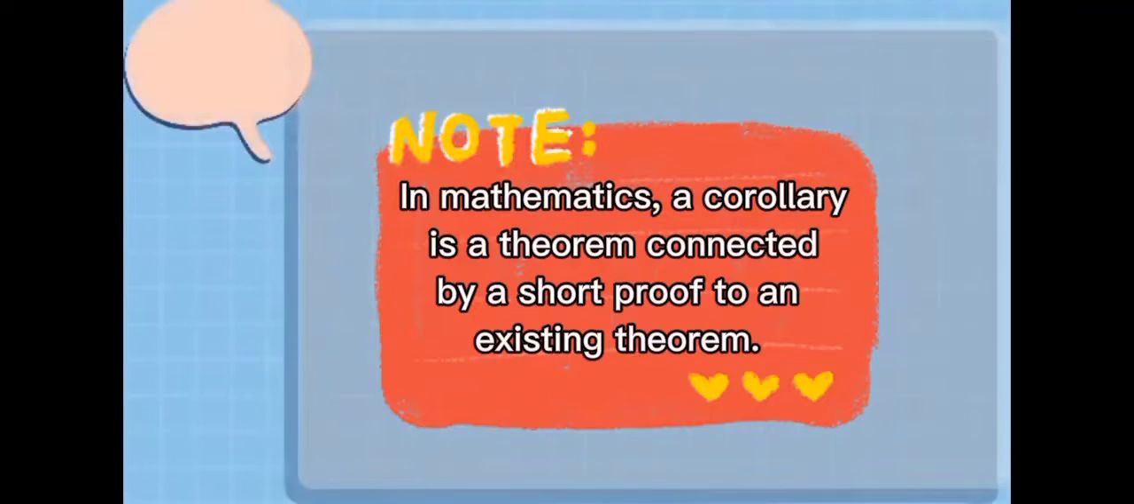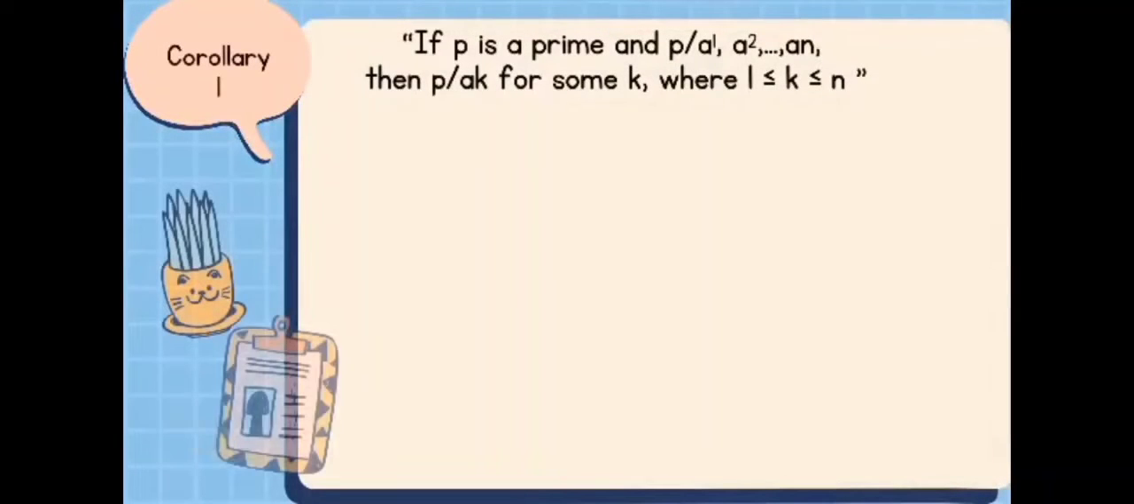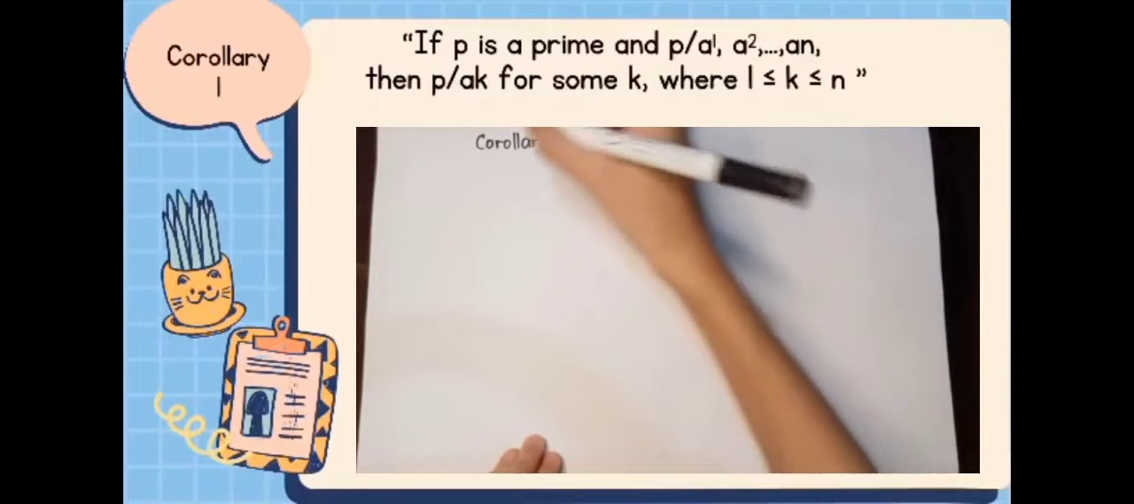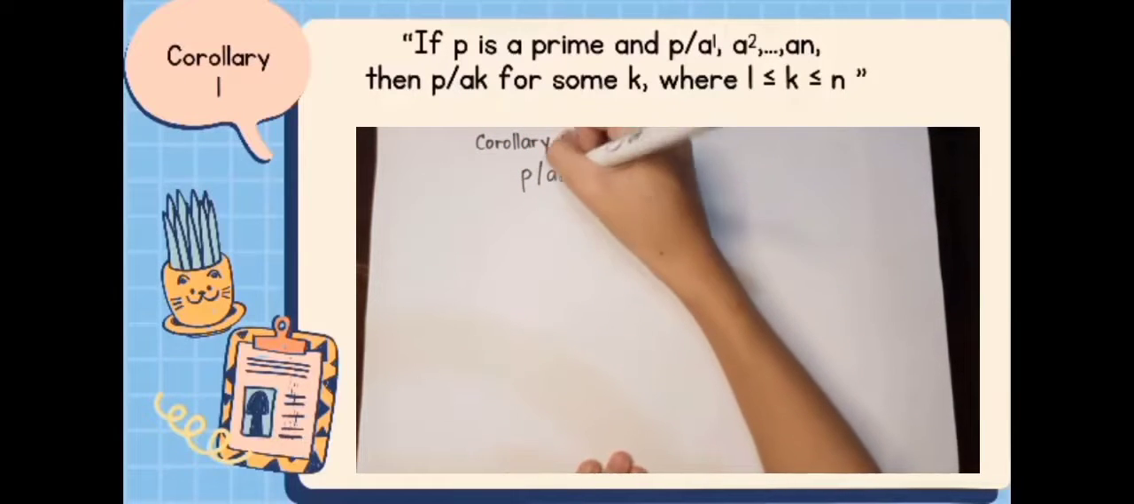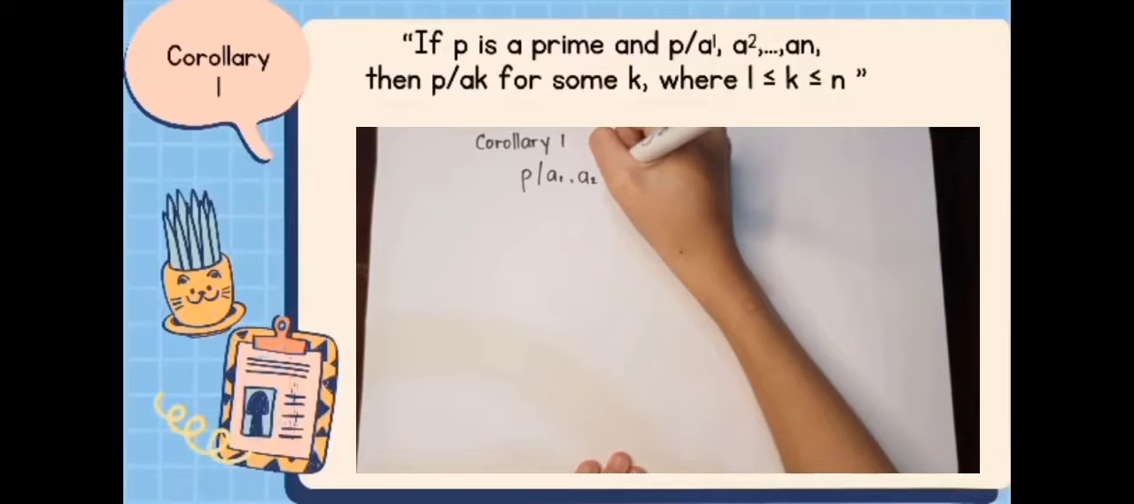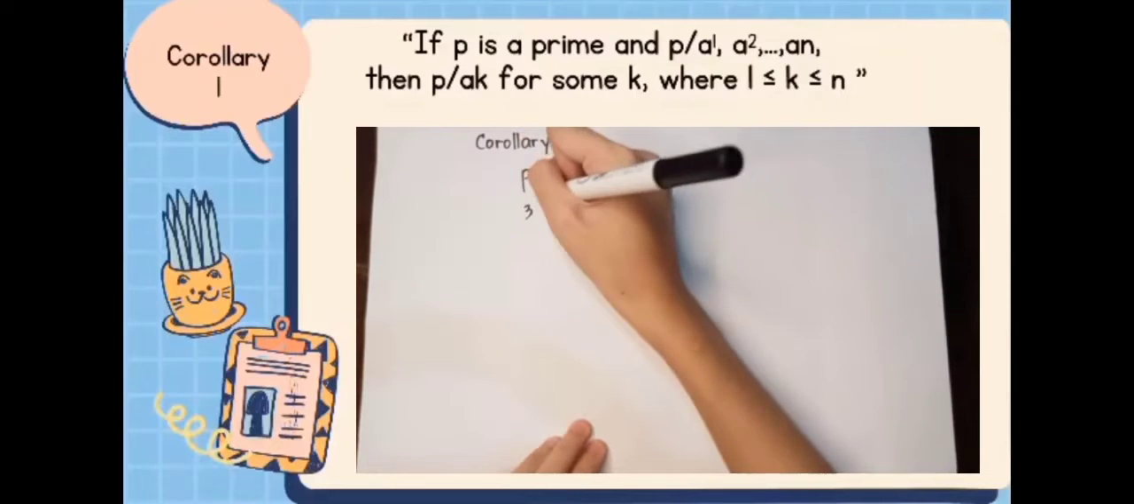Now let's proceed to Corollary 1. By the way, what is a corollary? In mathematics, a corollary is a theorem connected by a short proof to an existing theorem. The first corollary states that if P is prime and P divides A sub 1, A sub 2, up until A sub n, then P divides A sub k. The equation is P divides A sub 1, A sub 2, A sub 3, and so on, up to A sub n. Now let's assume that our P, which is the prime, is 3.